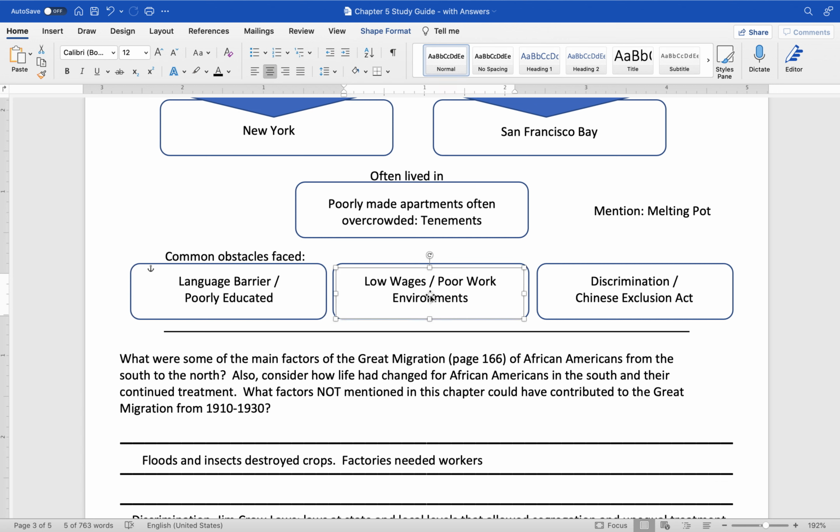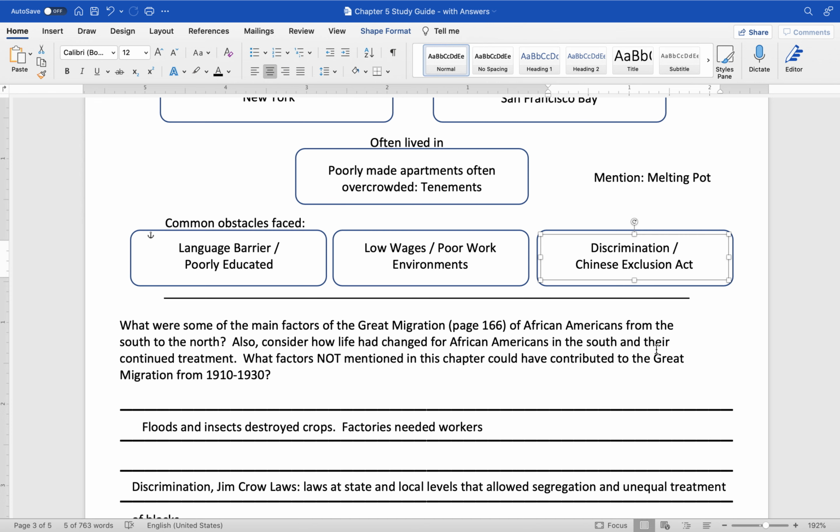Low wages, poor work environments, discrimination. There's the Chinese Exclusion Act. So for a while, there's actually a law that said we're only taking so many Chinese people. So if you try to come over, we're sending you back.